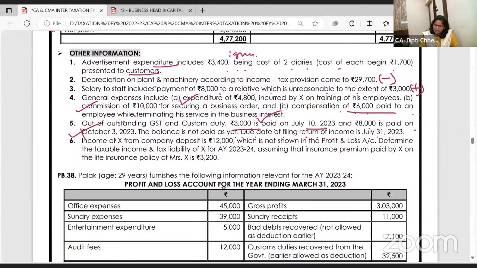Income of X from company deposit is 12,000, which is not shown in the P&L account. Good. Income from company deposit: if you deposit something in a company and interest comes, it is taxable as Income from Other Sources. So they are saying they didn't take this income in the P&L account. So as it is, you don't have to take it. So what will you do? Ignore. Determine the taxable income, assuming he has paid insurance premium for LIC for wife.